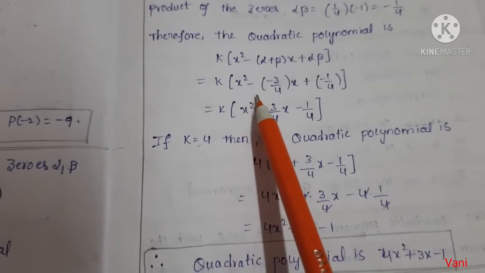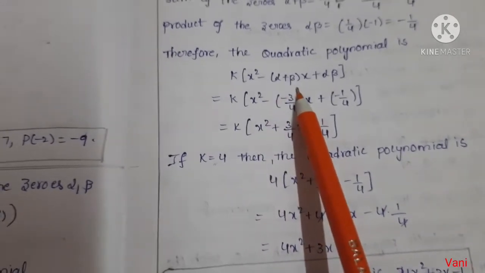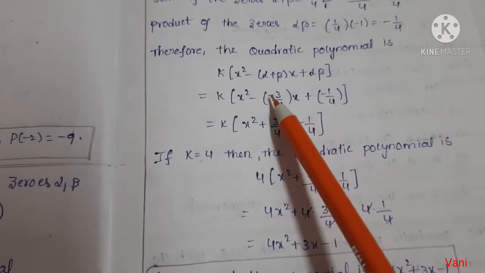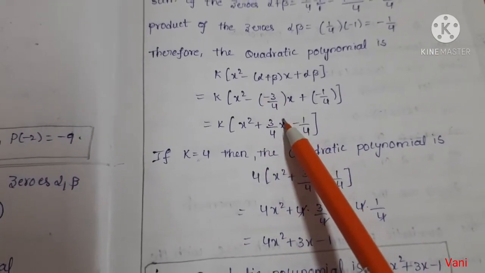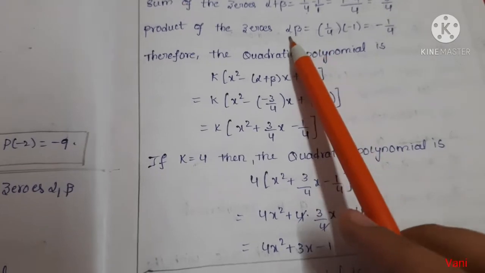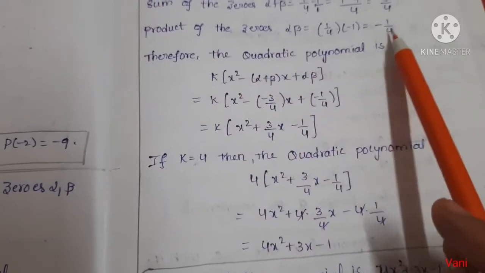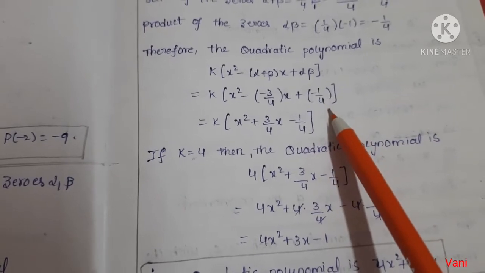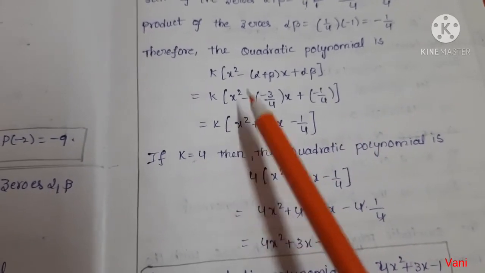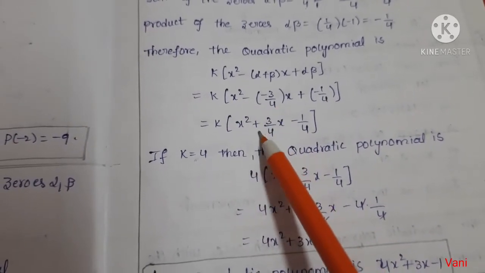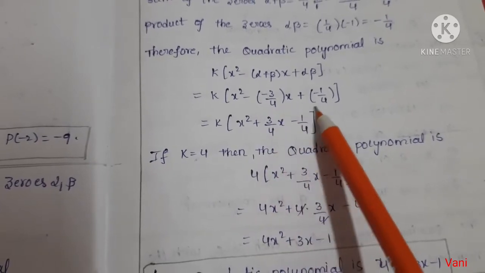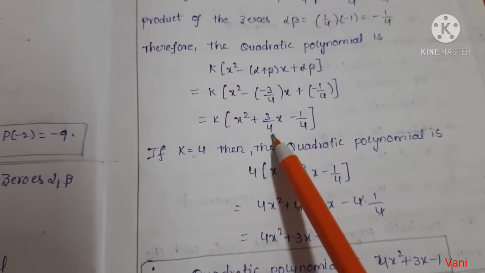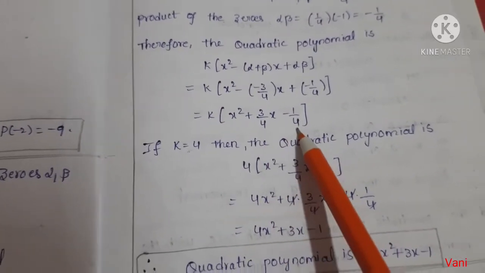K of x square minus alpha plus beta. Sum of zeros we got minus 3 by 4. When you have a minus, just keep the brackets. Into x plus alpha beta. Product of zeros we got minus 1 by 4, so bracket of minus 1 by 4. Now k of x square minus into minus, plus 3 by 4 into x plus into minus, minus 1 by 4. Now see, if you observe, in the denominator 4 is there.